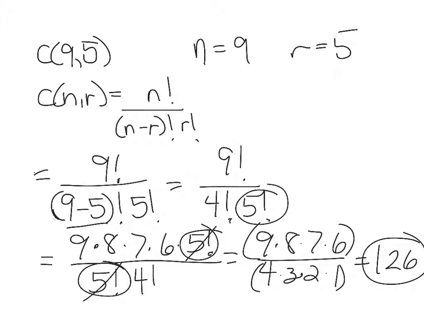And one more thing I did want to point out is you might be wondering why I chose the 5 factorial here, and that's because it's the bigger one. So whatever the bigger one is, stop there, and then the bigger one will cross out.